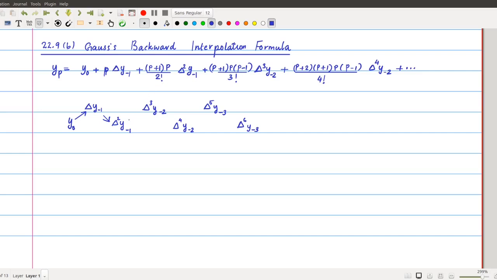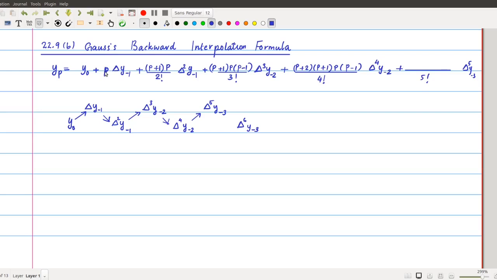And the next term we will have this delta cube y minus 2, and we have delta raised to 4 y minus 2, and we will write the next term also. So how will you write the next term? That's the idea here. In order to write the next term, we will use this delta raised to 5 y minus 3 along with this factor, something divided by 5 factorial, that is p minus p plus 2.